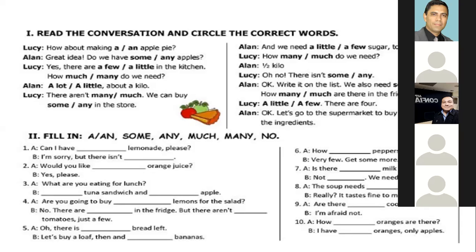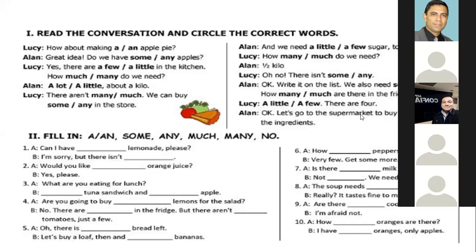Yes, there are a few or a little? A few in the kitchen, because remember that this is a countable noun. I can count the apples. 1, 2, 3, 4, 5 apples. How much or how many do we need? How many do we need? Okay, and Alan says a lot or a little, about a kilo. A lot. About a kilo. Very good. There aren't many or much? There aren't many. We can buy some or any? Some. Okay. Very good.